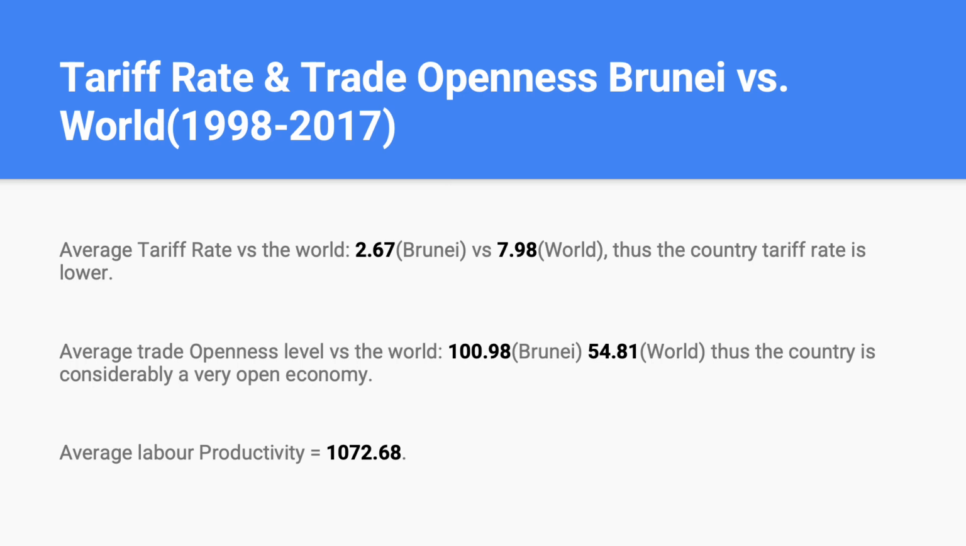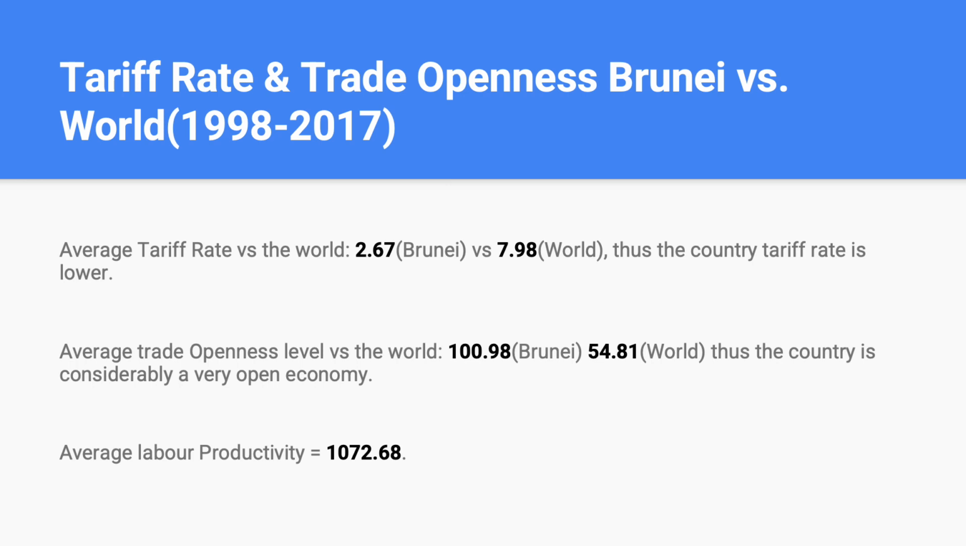Now, let's look at the tariff rate and trade openness of Brunei against the world. The average tariff rate of Brunei is 2.67, while the average tariff rate of the world is 7.98. We can see that Brunei's tariff rate is lower than the world. This means that Brunei is seeking to attract foreign investment, enhance competitiveness, and expand its export markets. This approach aligns with its goal of transitioning from an economy heavily reliant on oil and gas to one that is more diversified and resilient.